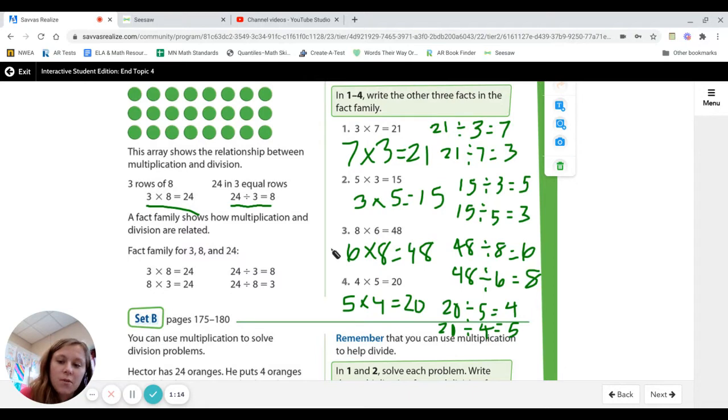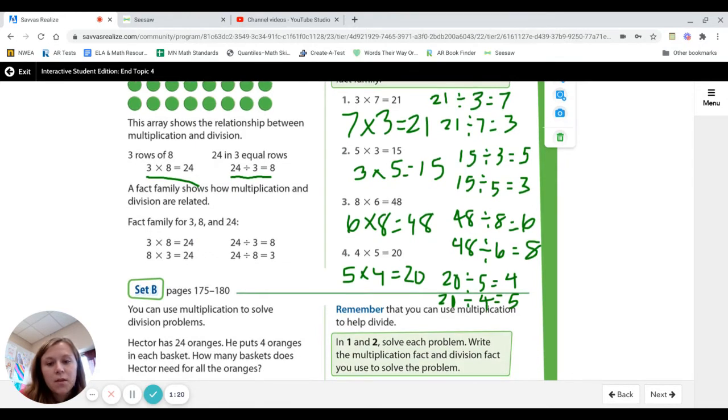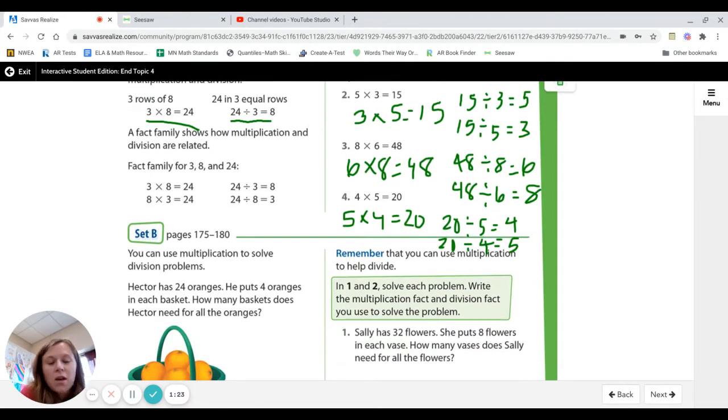8 times 6 equals 48. We'd add 6 times 8 equals 48. 48 divided by 8 equals 6. And 48 divided by 6 equals 8. The fourth one, 4 times 5 equals 20. 5 times 4 equals 20. 20 divided by 5 equals 4. And 20 divided by 4 equals 5.